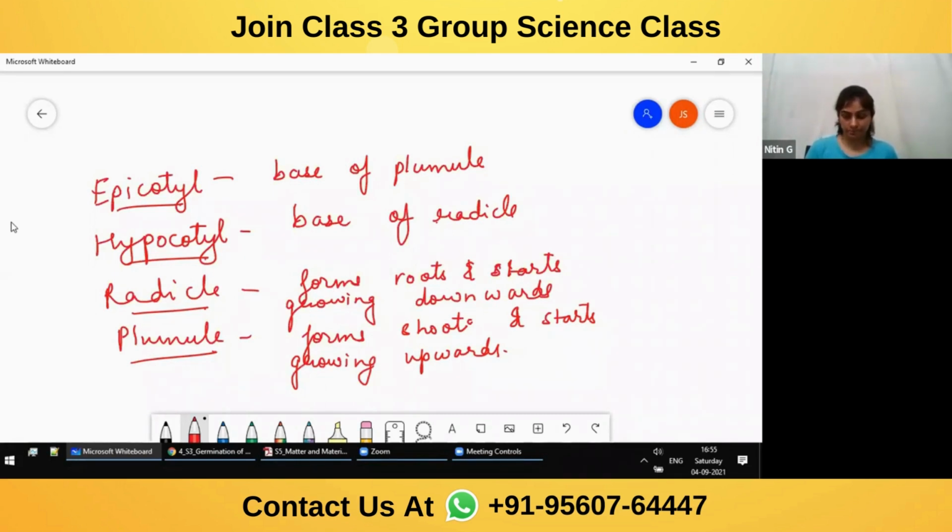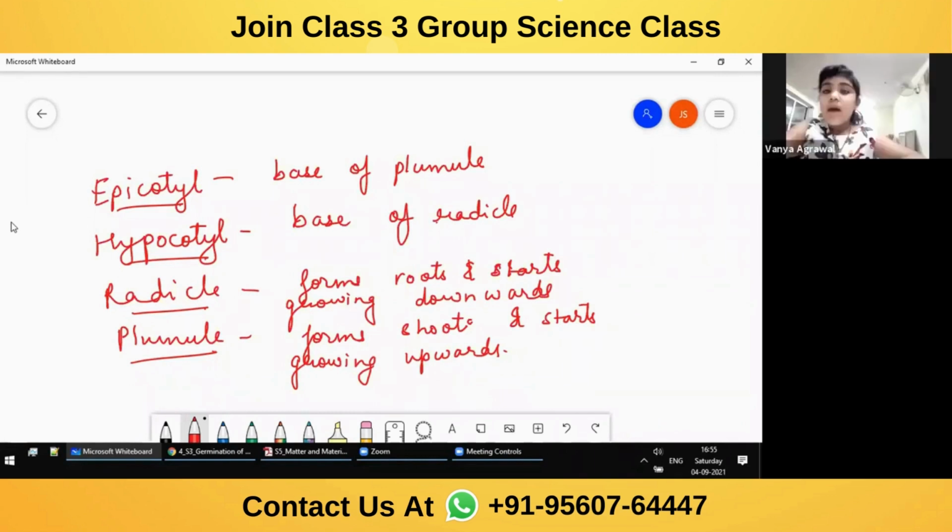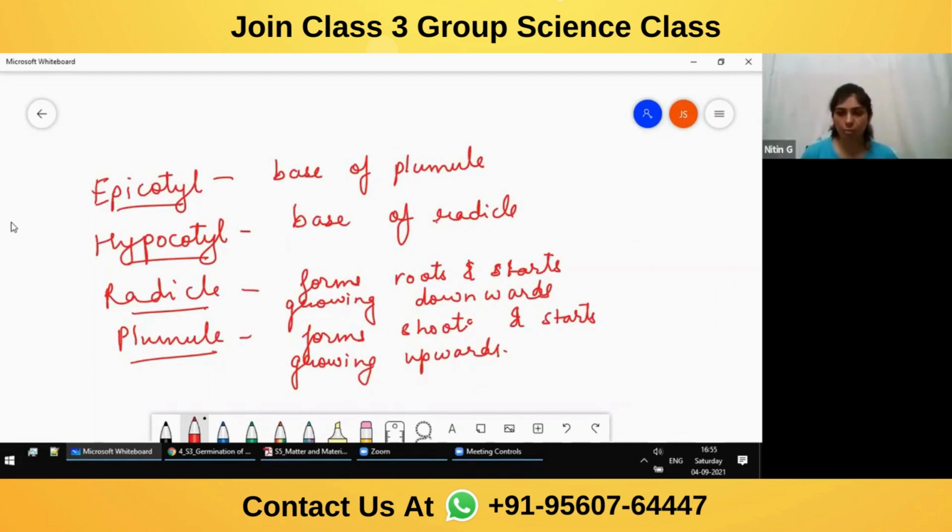Yes, Vanya? Ma'am, I don't understand. Seeds need carbon dioxide or water and oxygen for germination? Seeds need oxygen and water, not carbon dioxide and water. Seeds require oxygen and water, but when the seed grows and forms a plant and starts to photosynthesize, then they use carbon dioxide and give out oxygen.